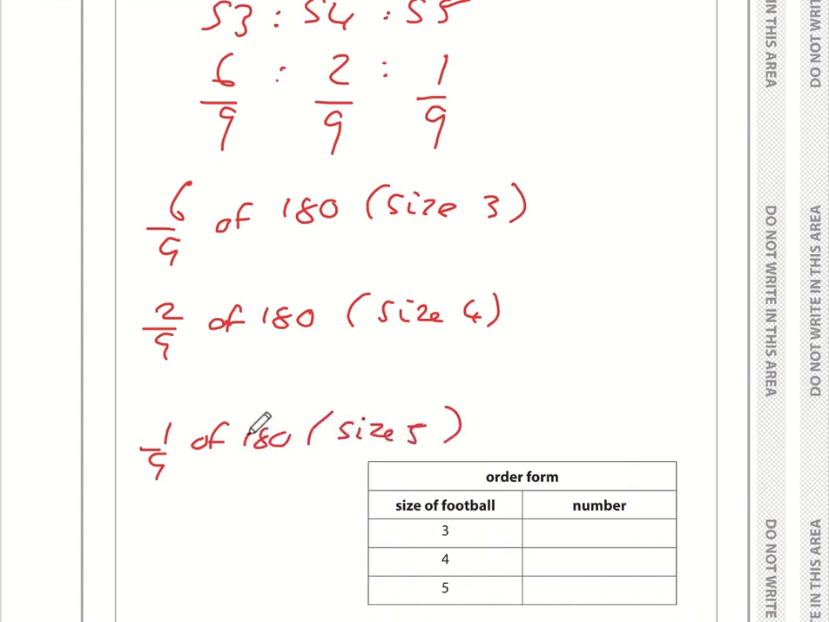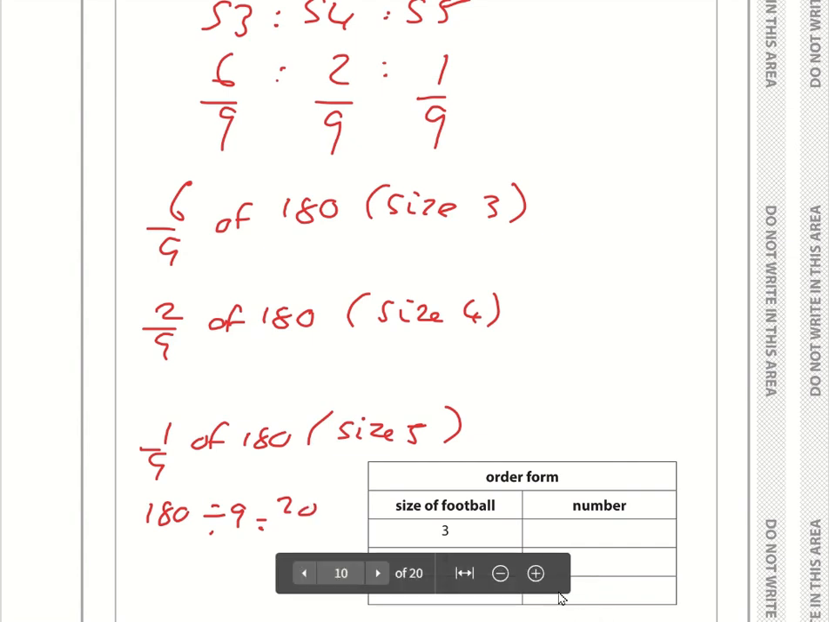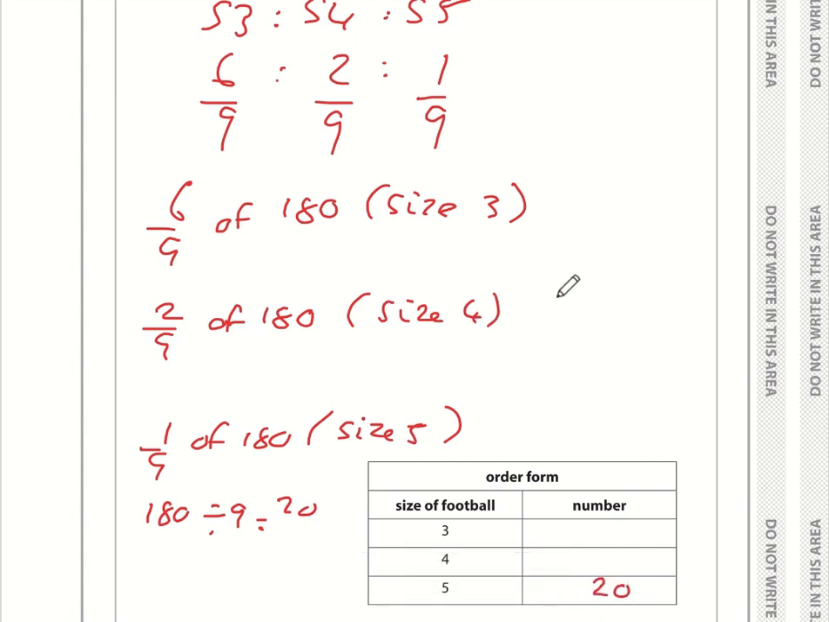Okay, so the size 5 is nice and easy. 1/9 of 180, the calculation is 180 divided by 9, which is 20. This calculation here, we're working out a fraction of the total, so we take our total, we divide by the number on the bottom, we multiply by the number on the top, and that comes to 40. When you think about it, if 1/9 is 20, then 2/9 is going to be double that, so 40.